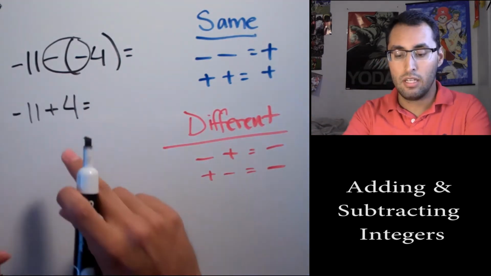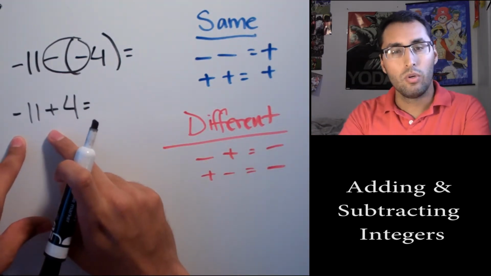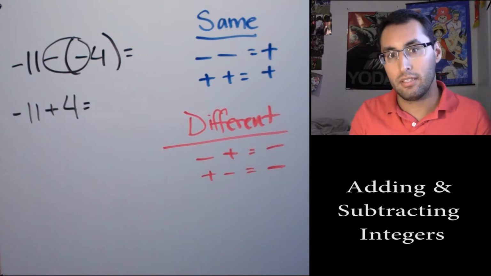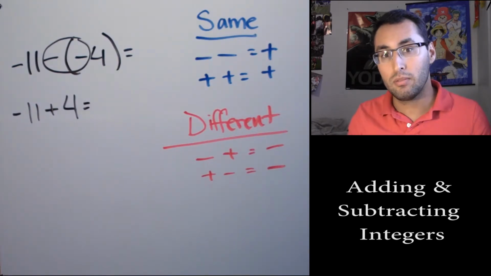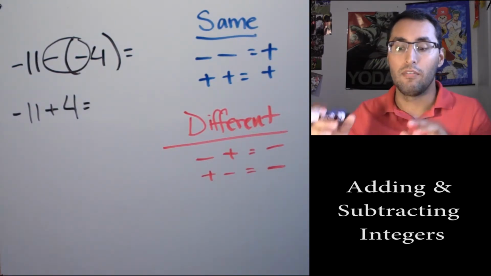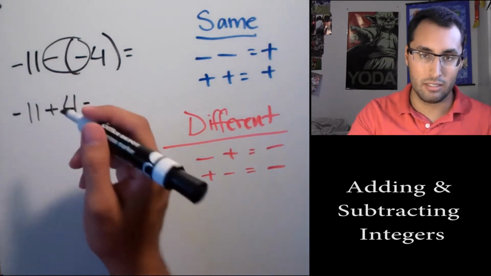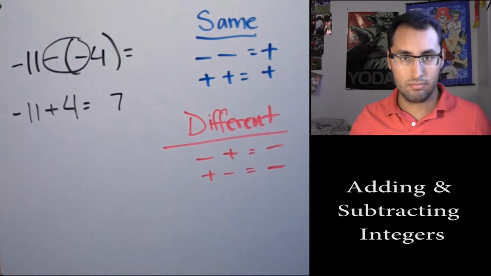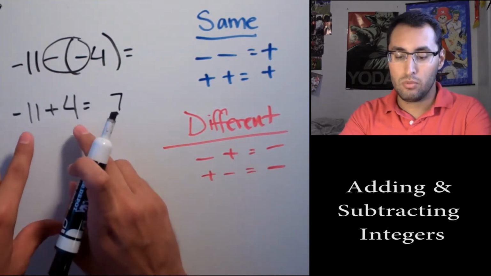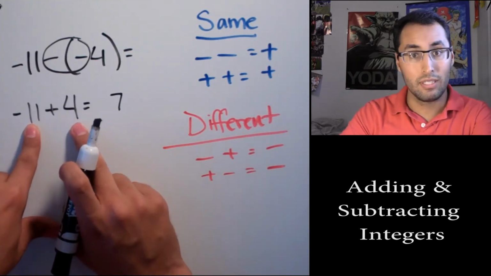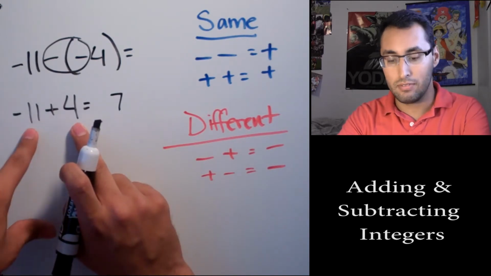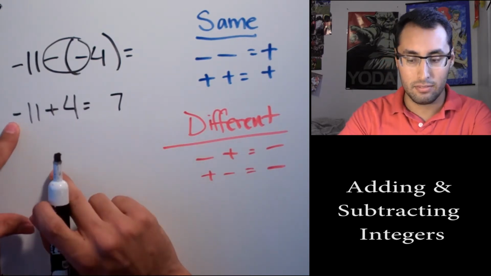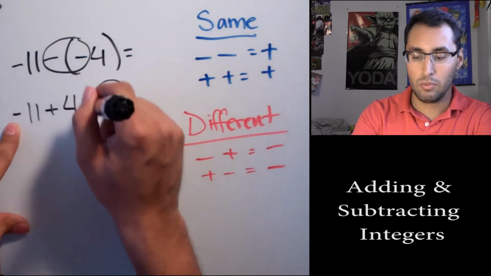Well, again, looking at this, we have different signs. When you have different signs, you need to subtract them. And after you subtract them, you keep the sign of the bigger number. Let's subtract these, so forget about signs. 11 minus 4 gives me 7. Of the bigger number, well, 11 and 4, which one is bigger? It's going to be the 11. Alright, what sign is it? It's negative. So that's where we get a negative 7.